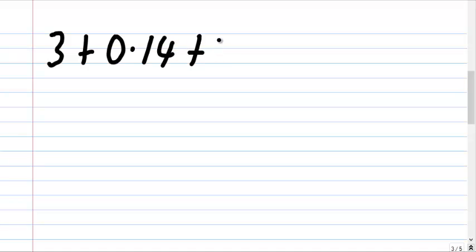We could also use it to give an example, say 3 plus 0.14 plus 1.35. We could then ask the learner to pause the video at this point in time and return to see the solution and to see if they are now a little bit more comfortable with solving problems of this nature.